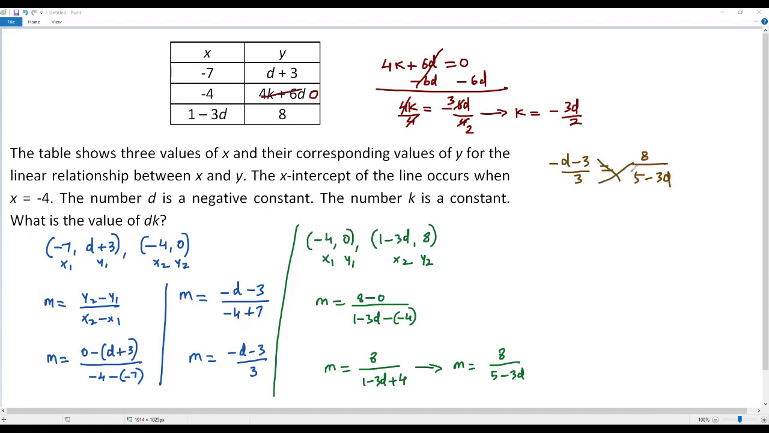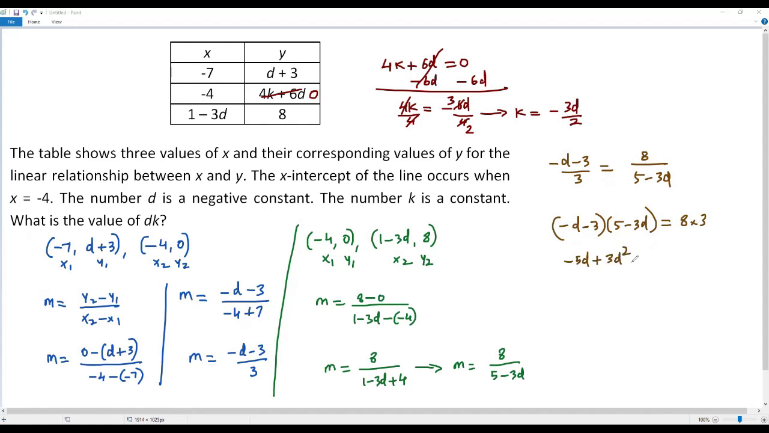Now let's do some cross multiplication. Then I'm getting (-d - 3) times (5 - 3d). On the right side, we have 8 times 3. Now we can multiply these two binomials using the FOIL method. Let me multiply the first terms, negative d times 5. I'm getting -5d. Negative d times negative 3d will be positive 3d squared.